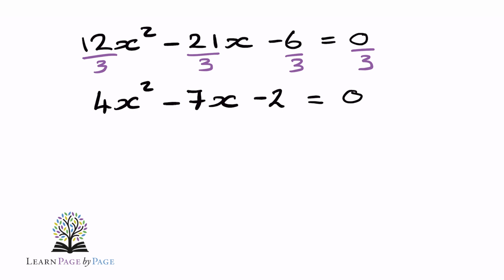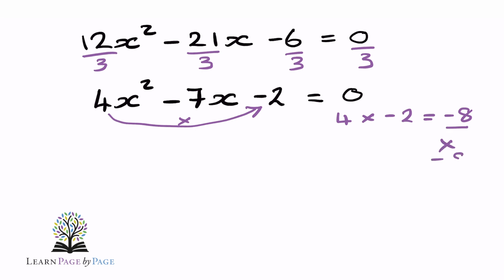We've still got the coefficient of x squared is greater than 1. So we multiply the 4 by the negative 2. That's 4 multiplied by negative 2. That equals negative 8. So that's our new number term. And we want two numbers that multiply to make negative 8. But they need to add to make negative 7.